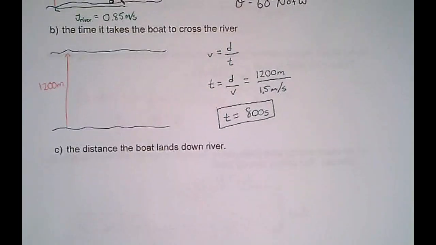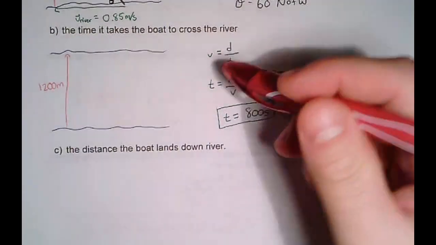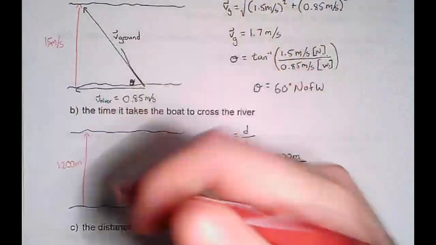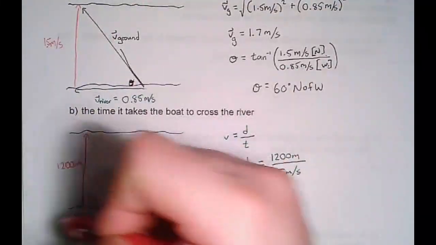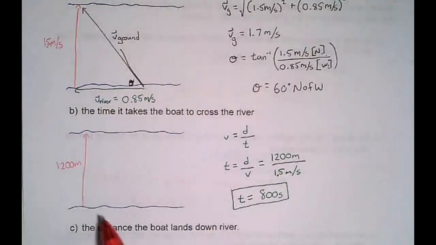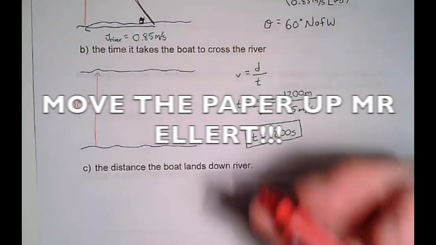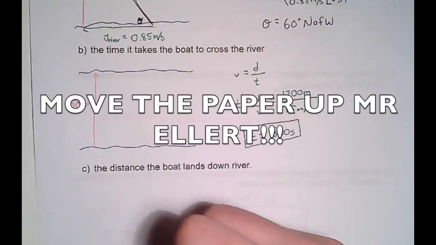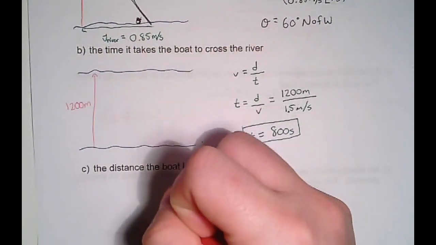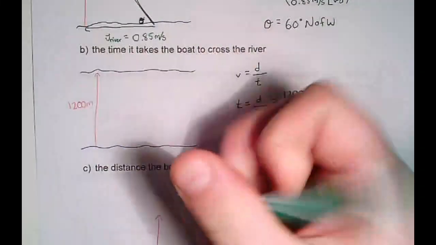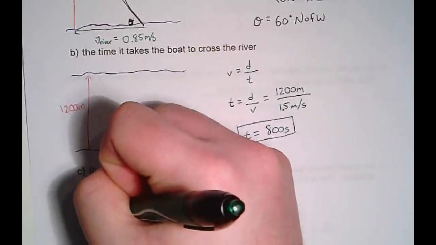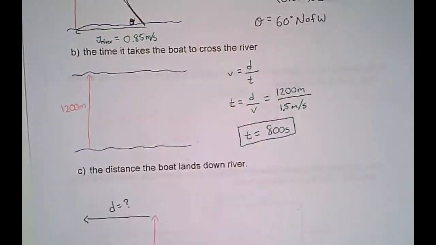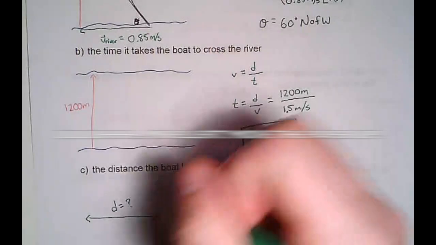So the boat, however, with the current, is not going to just fly along in a straight line. It's going to have the current pushing it to the left. So we want to determine the distance the boat lands down the river. So the boat is heading across the river, but it's going to be pushed along this way. We want to find what is this displacement, or what is that distance.